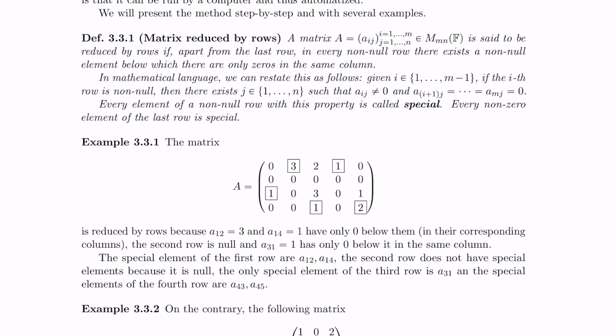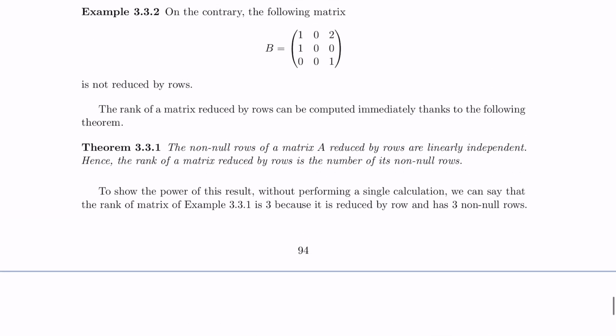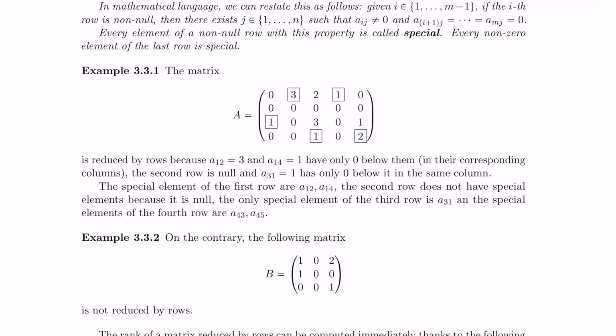By far, the most important property of a matrix reduced by rows is the following. The non-null rows of a matrix A reduced by rows are linearly independent, and so the rank of a matrix reduced by rows is exactly the number of its non-null rows. An immediate application of this theorem is the fact that the matrix that we have analyzed before, this one here, has rank 3 because it is reduced by rows and there are exactly 3 non-null rows.